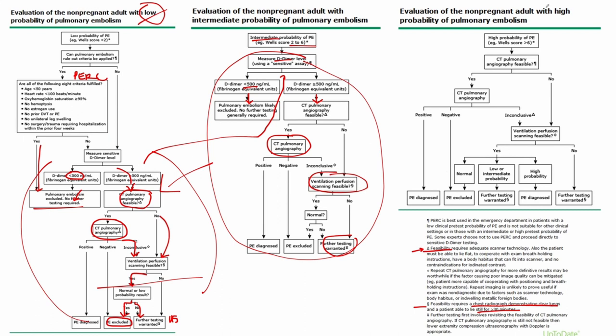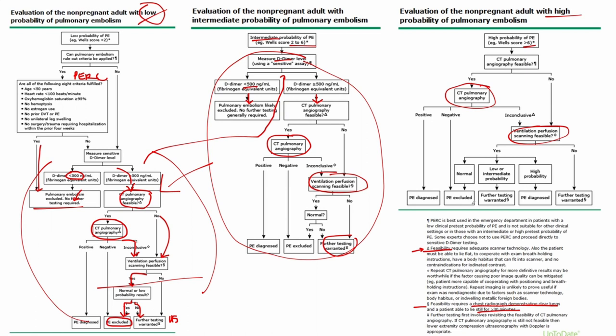Last but not least, high probability. So this is a Wells score of 6 or more. You can skip straight to the CT. Can they have a CT? Yes, we get the CTA. If they can't or if it's inconclusive, we get the VQ. And then we move on.